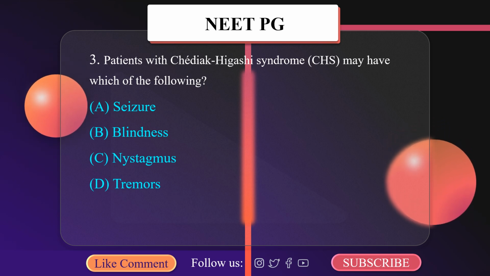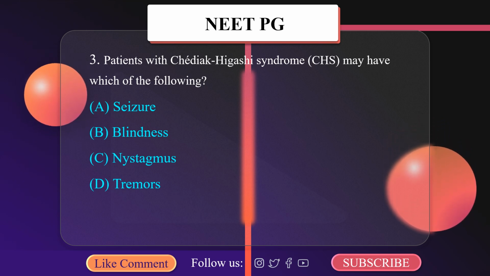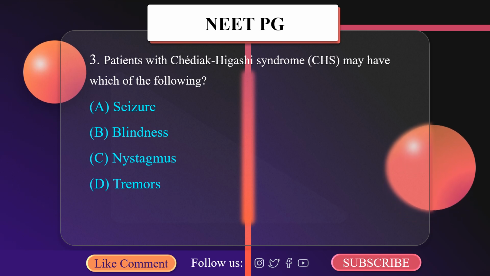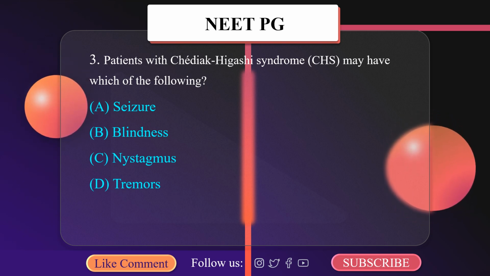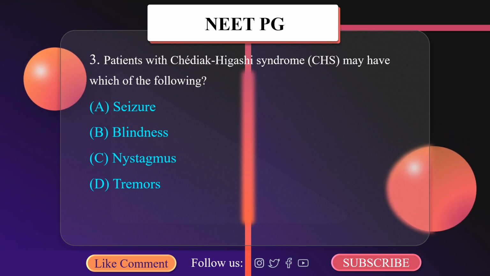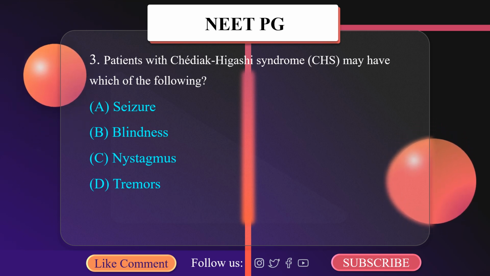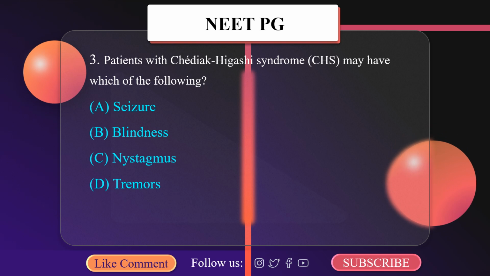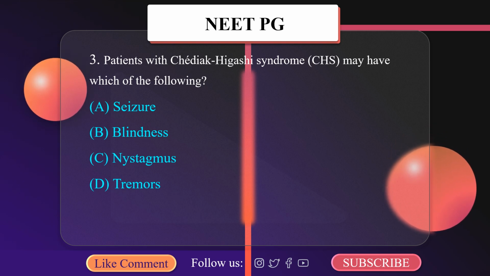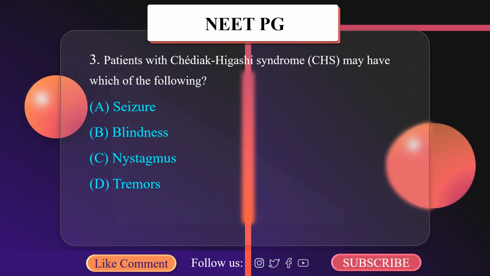Patients with Chediak-Higashi syndrome may have which of the following? A. Seizures, B. Blindness, C. Nystagmus, D. Tremors.